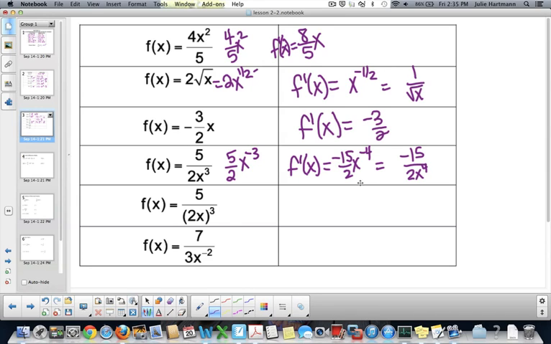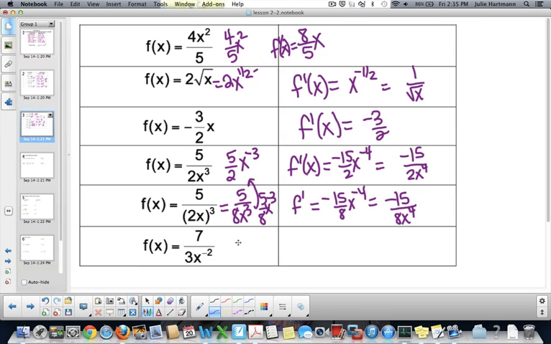Okay. This next one, I would simplify that first. That is 5. 2 cubed is 8x cubed. All right, so then treat that just like this one. It'll be 5/8 x to the negative 3. So f prime is negative 15/8 x to the negative 4. So negative 15 over 8x to the 4th.